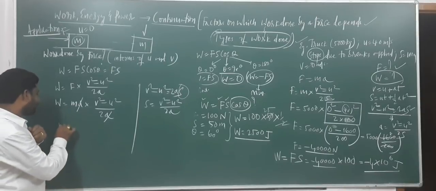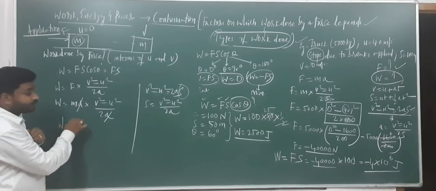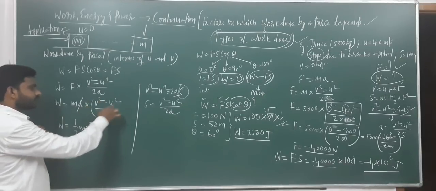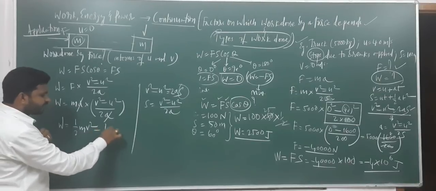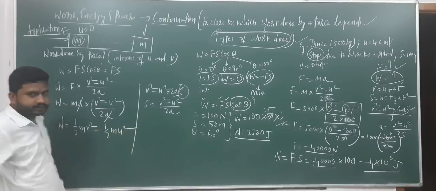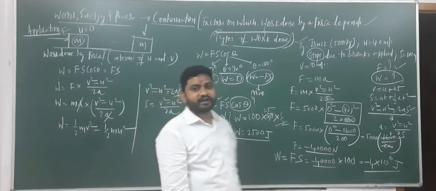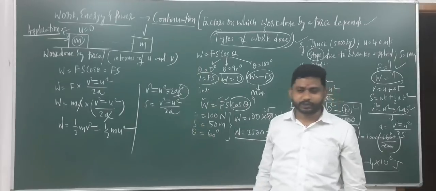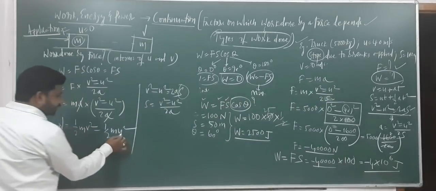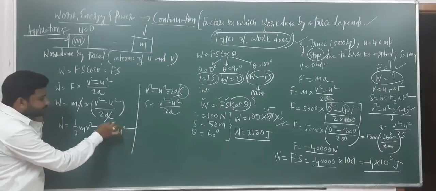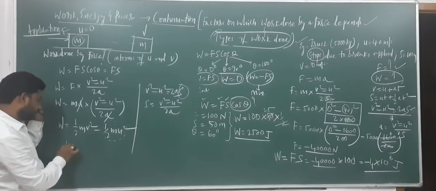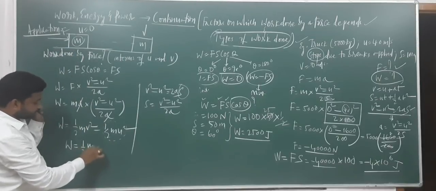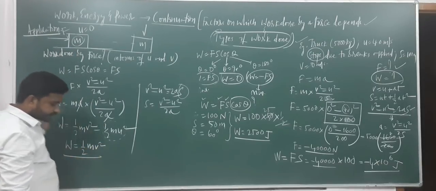The final answer, work done by the force is equal to half m v square minus half m u square. Okay, half m v square minus half m u square. As u is equal to 0, when you substitute 0, this complete term will become 0 and you get work done by this constant force will be half m v square.